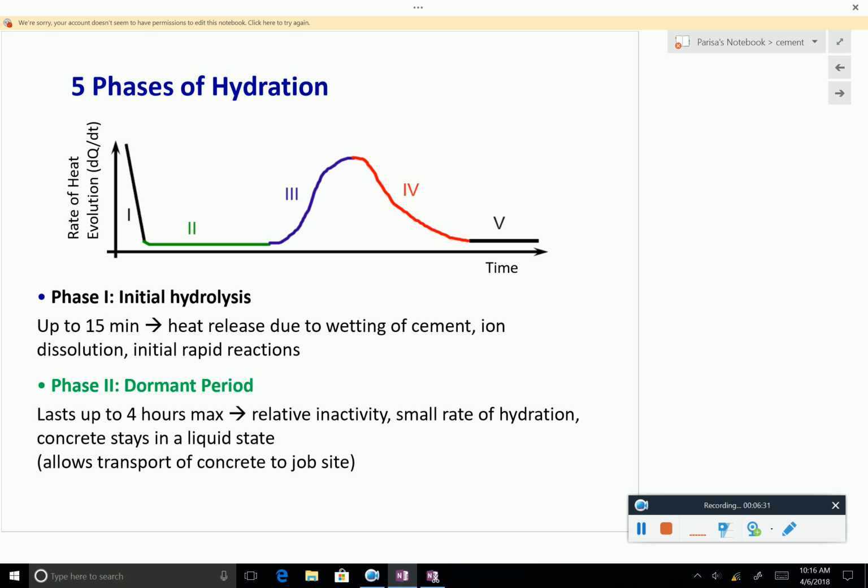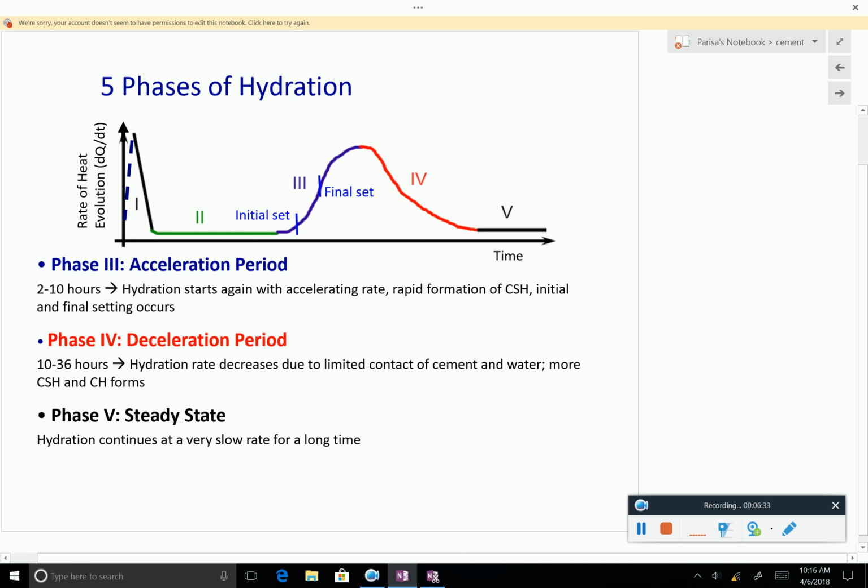Afterwards, you are going to have the setting, initial setting. It's very accelerated, as you can see. You have a lot of heat release, and then the material reaches the final set, which means that it actually can start carrying load. This is super important for engineers because that's when you know how long you have to wait to open a highway.